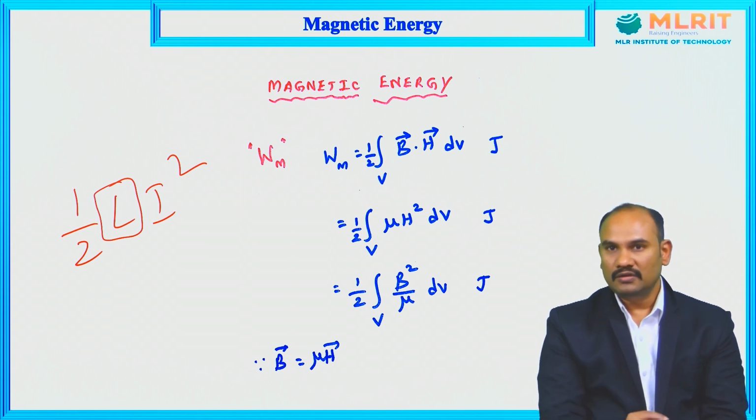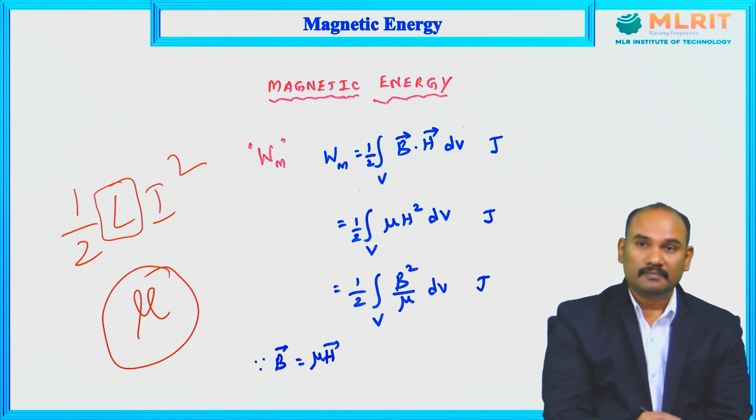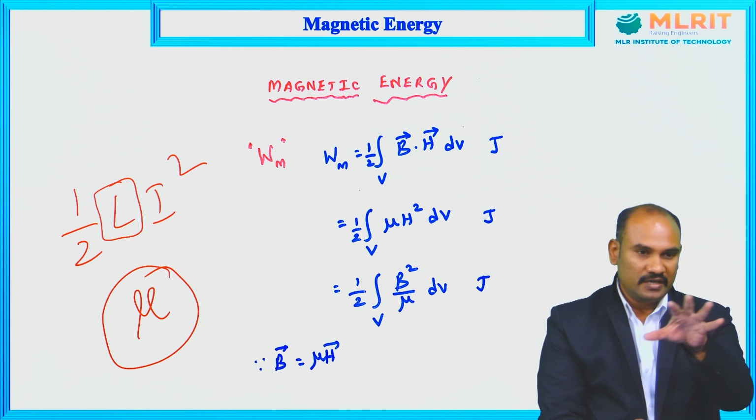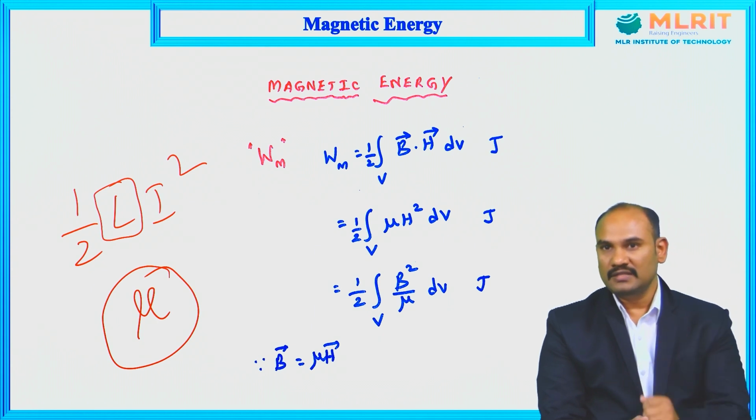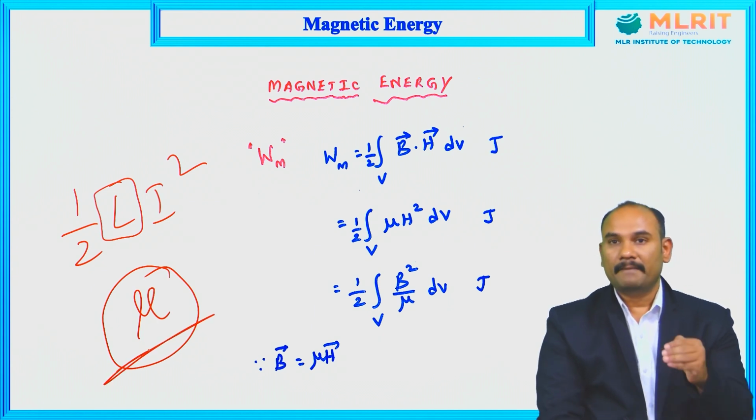By virtue of what? By virtue of mu, the magnetic permeability of the medium. That's what I am saying here. You do not have explicit inductors in field theory, but you have a magnetic property which is similar to inductance in field theory, that is mu. That's why we say magnetic permeability of the medium.